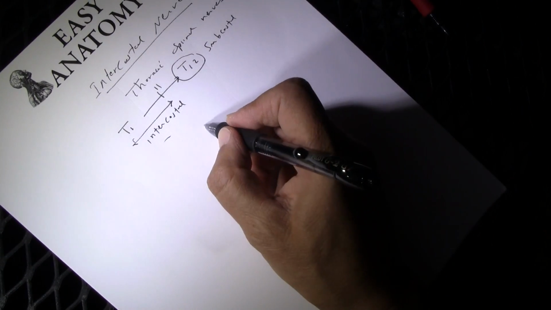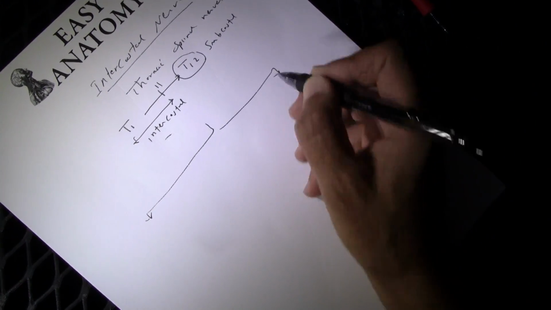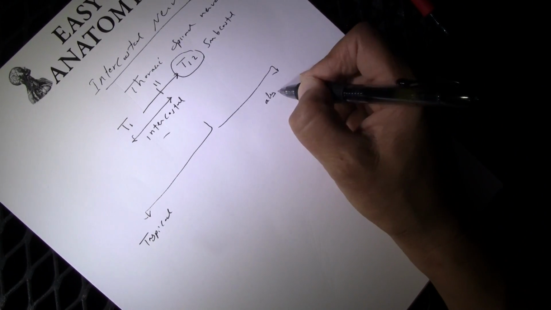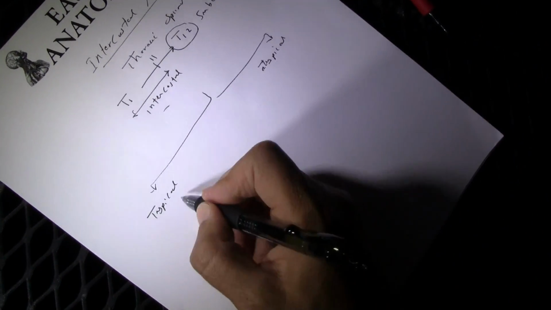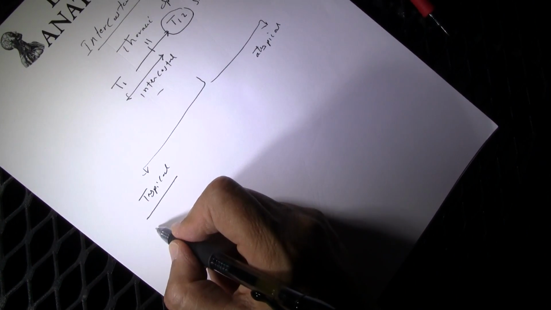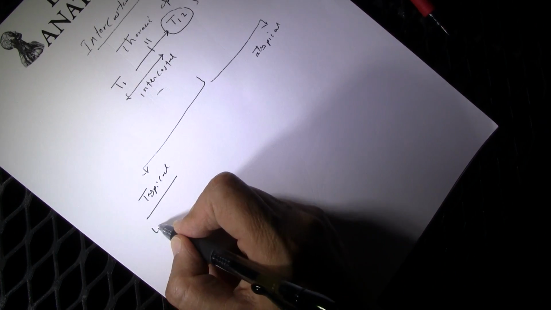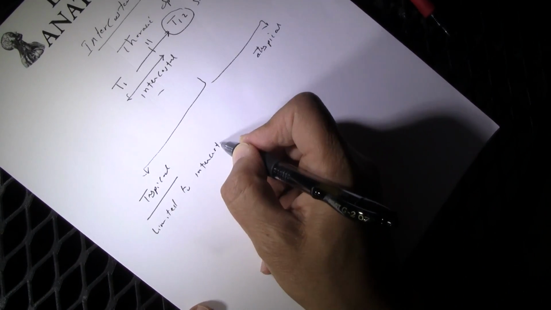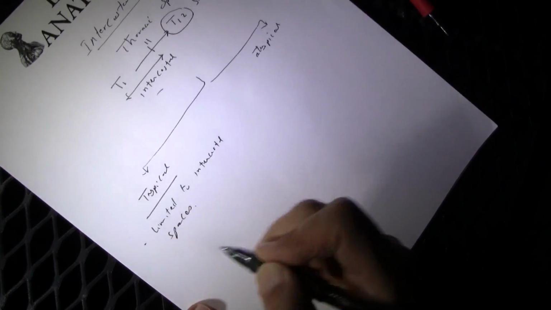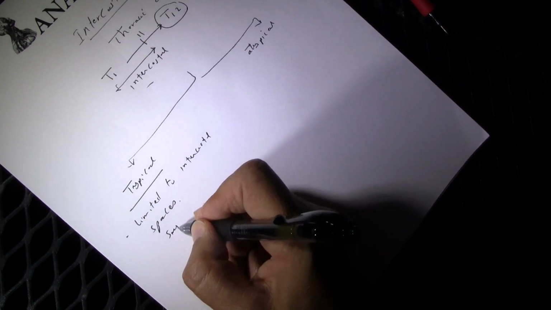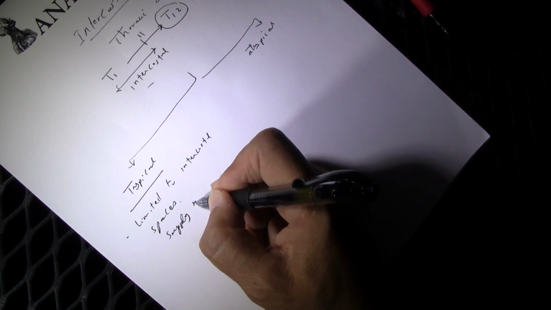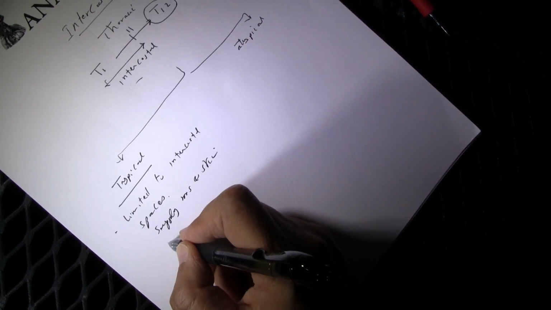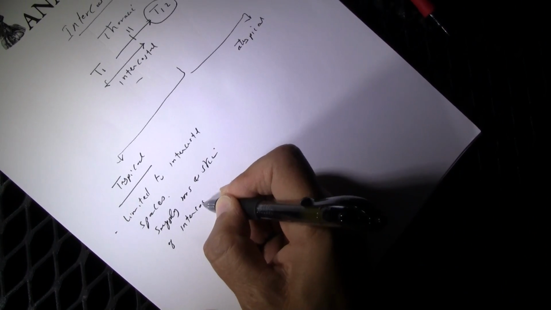We divide them into typical and atypical. The typical intercostal nerves are limited to intercostal spaces, and supply the muscles and the skin of intercostal spaces.